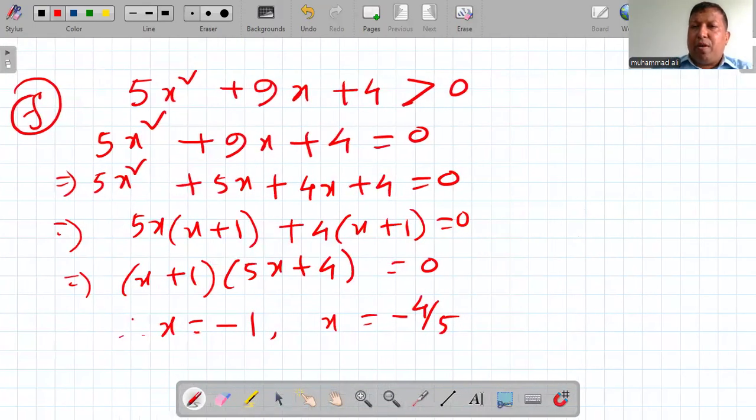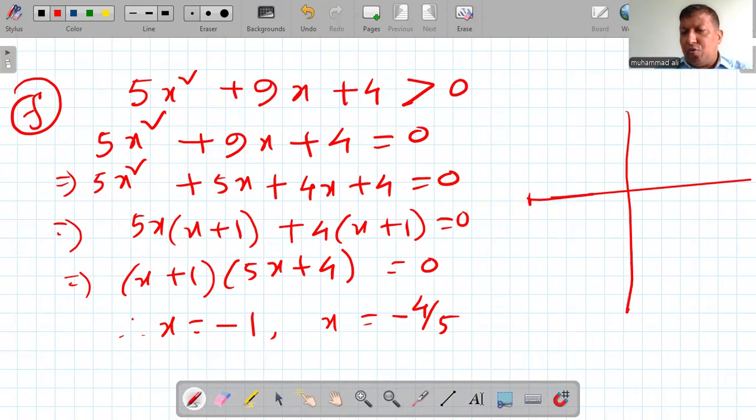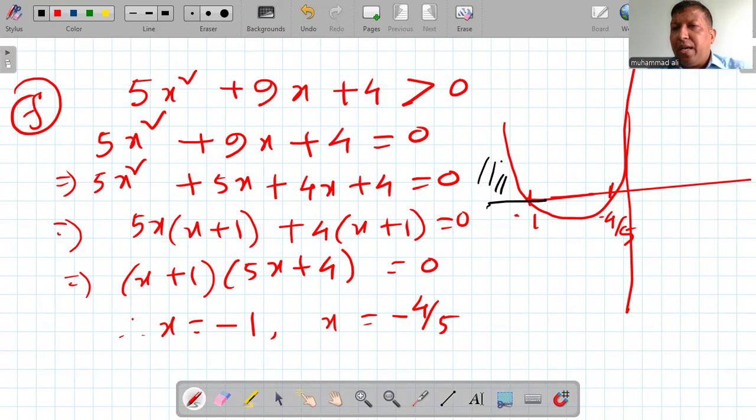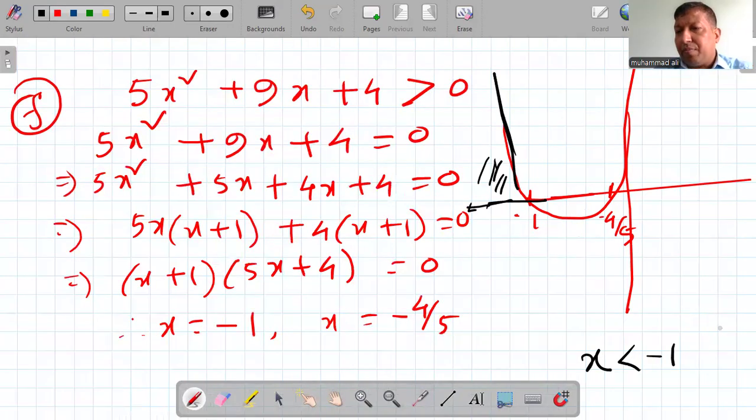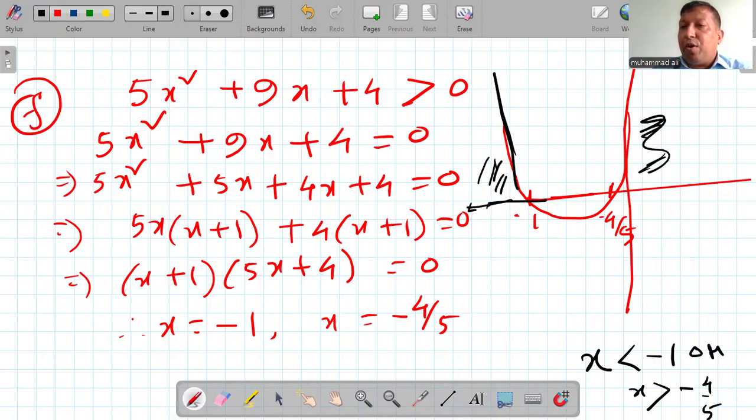We want where the curve is positive. Now we want to sketch this curve. It passes through minus 1 and minus 4/5. Obviously, the curve is U-shaped. What we want is where the curve is positive. So here, when the x value is less than minus 1, going to the left side from minus 1, the curve starts to be positive. Or when the x value is greater than minus 4/5, that means minus 0.8, the curve starts to be positive.